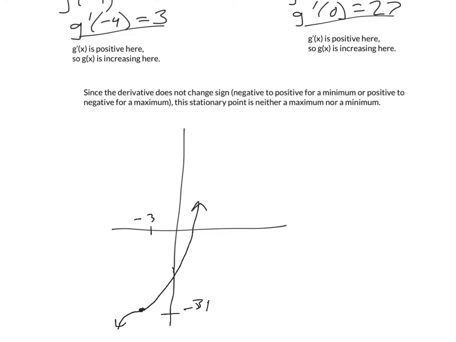I've got this point where it levels off, where it's stationary. The graph isn't going up or down anymore, but then it goes back to being increasing. That's what it looks like when we have a stationary point that's neither a maximum nor a minimum. Sometimes it's called a saddle point.